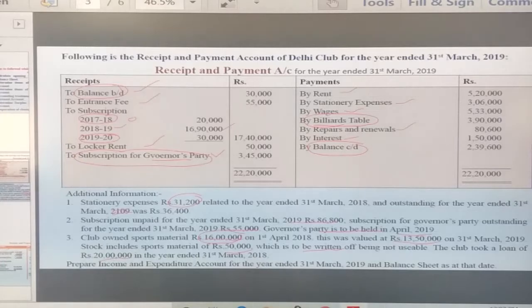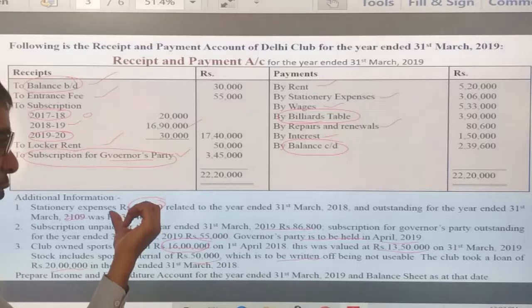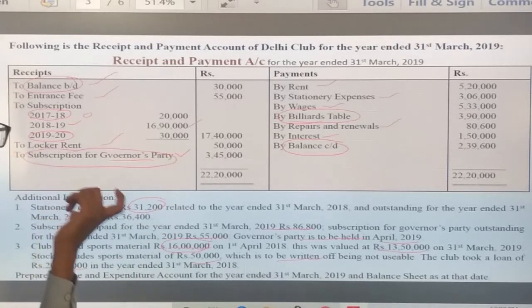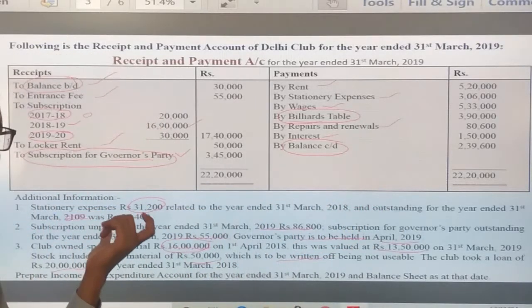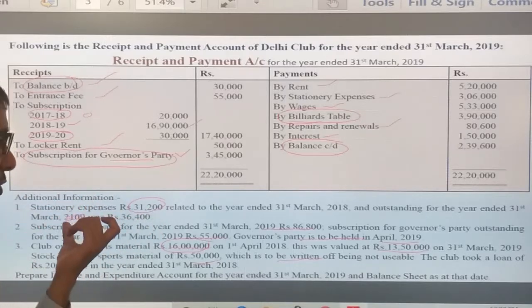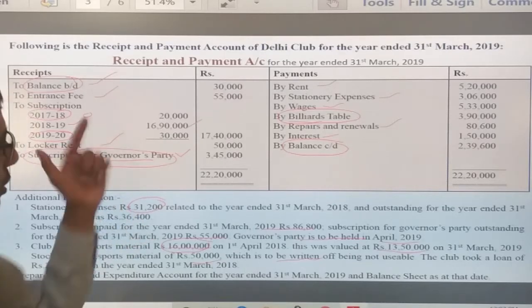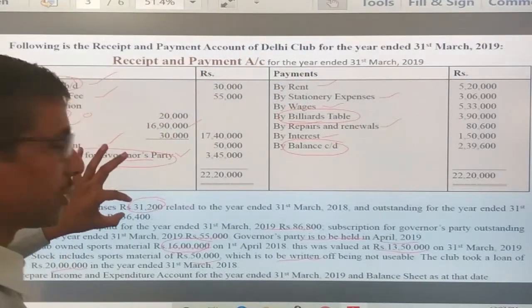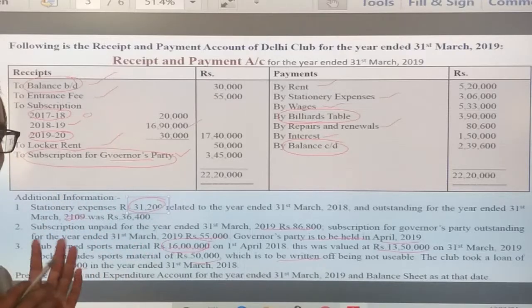अब इसमें देखिए एडिशनल इंफॉर्मेशन के अंदर, एडिशनल इंफॉर्मेशन क्या है कि स्टेशनरी एक्सपेंसेस ₹31,200, ये बिगनिंग में है, 2018 में है, तो it will come in opening balance sheet. ऐसे ही आउटस्टैंडिंग एक्सपेंसेस जो है 31 मार्च 2019 को है 36,400, तो ये कहां आएंगे? क्लोजिंग बैलेंस शीट में। और इनकम एंड एक्सपेंडिचर अकाउंट में क्या आएगा? स्टेशनरी एक्सपेंसेस 3,06,000 plus this 36,400 for the current year minus 31,200 for the previous year. In this way we have to show.